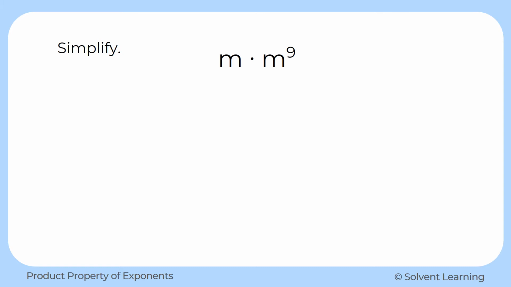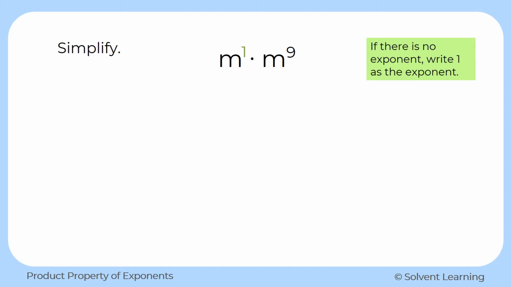Here we have m times m raised to the 9th power. And our instructions are just to simplify this. And since we have multiplication going on, we would multiply these values together in order to simplify them. Now notice the first m does not have an exponent there. But if it's just one m, then we're really saying that the exponent could be 1. So whenever there's no exponent written there, we can write a 1 as the exponent.